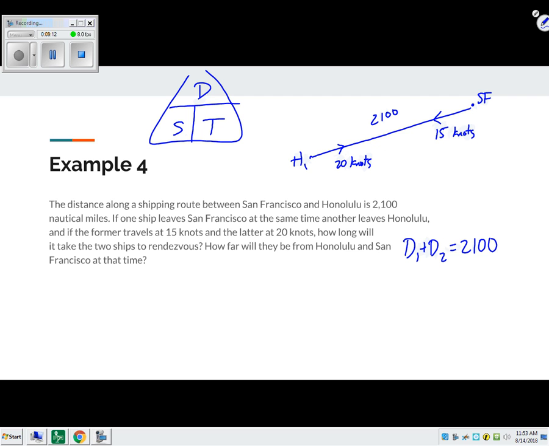I'm just going to let Honolulu be my first ship right here. That first ship is going 20 miles an hour. That's its speed. And how long is it going this 20 miles an hour? Well, wouldn't it be great to know that? Because that's exactly what the question is asking, how long until they rendezvous. So I'm going to let that be my variable. In this case, I'm going to use t.